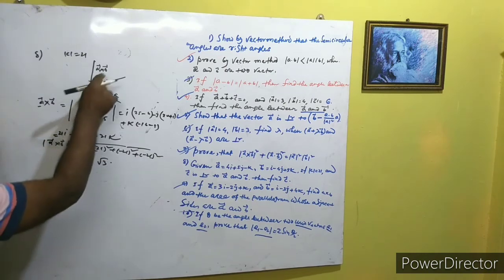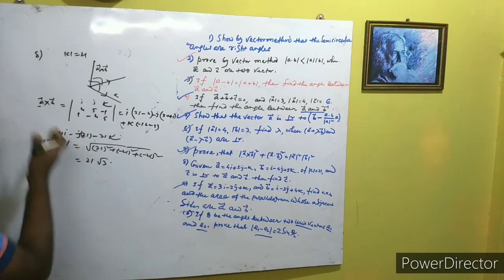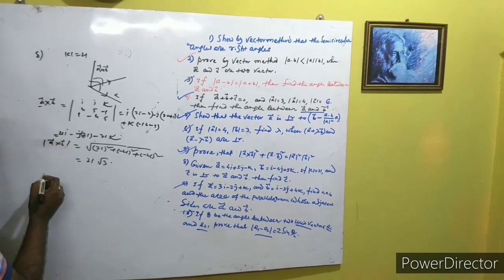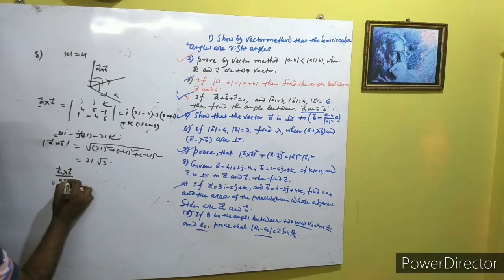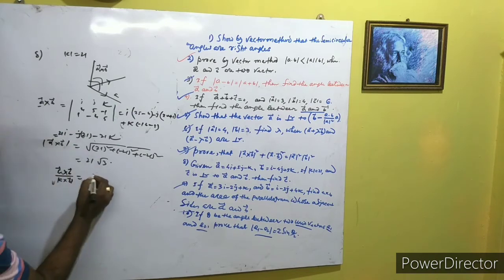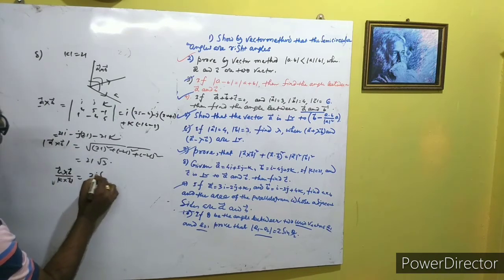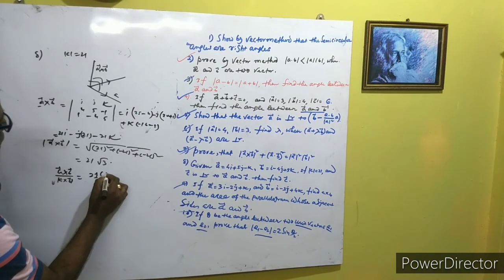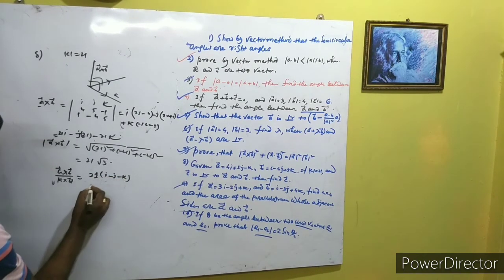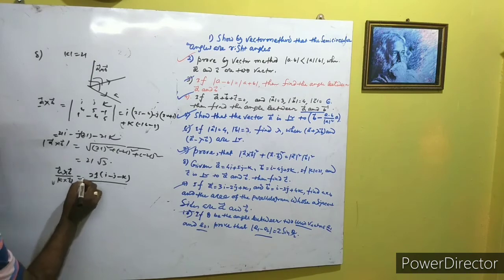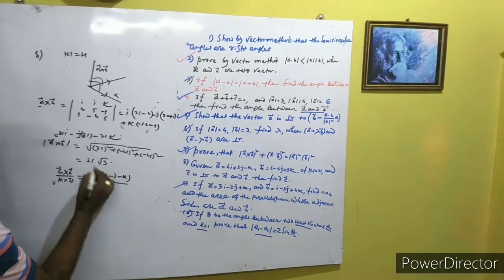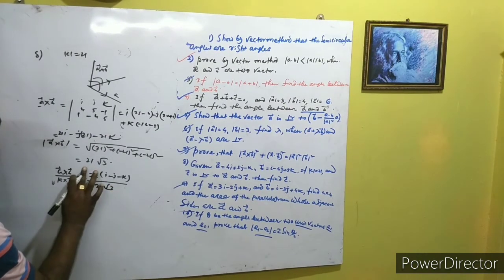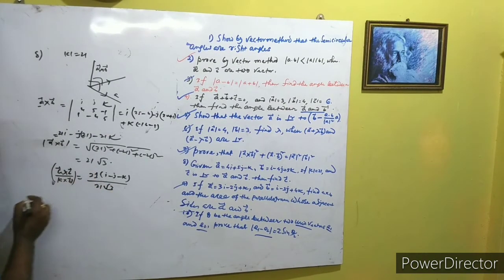So to find a vector which is perpendicular to A and B, we first find the unit vector, that is A cross B divided by the magnitude of A cross B. That is equal to 21 times I minus J minus K over 21 root 3, and we take a plus minus sign here. This can be written like that.